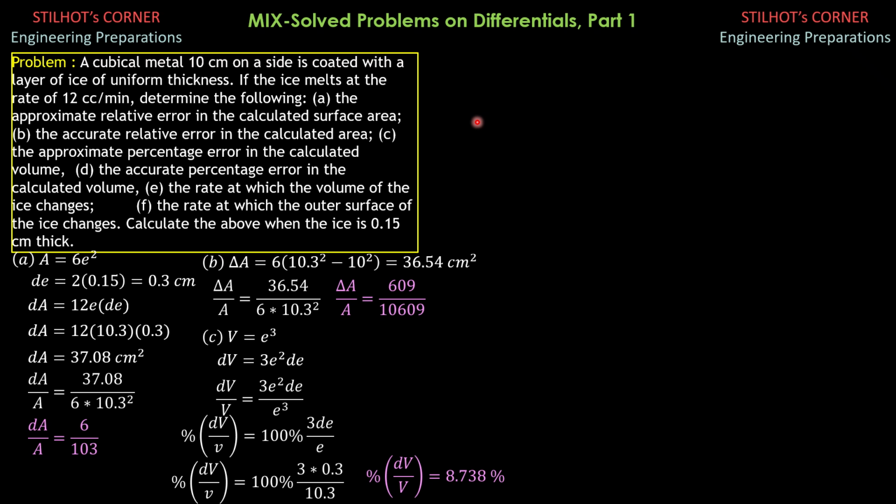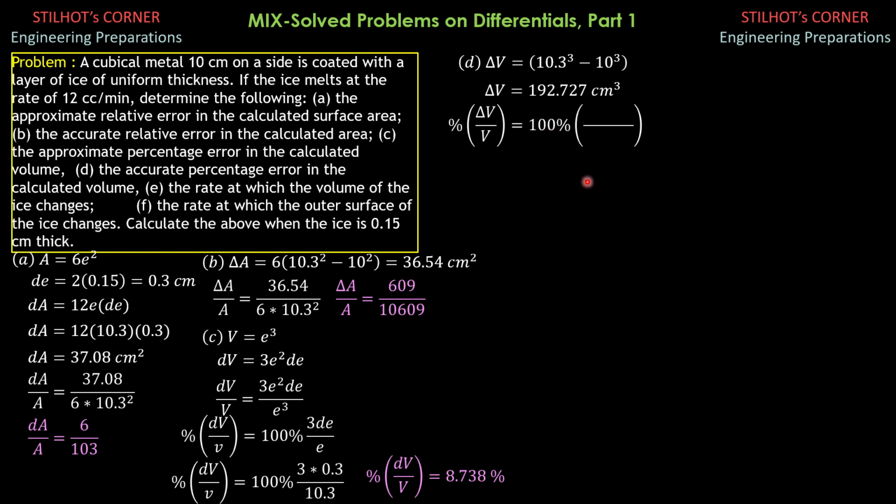So delta V is 10.3 cubed minus 10 cubed, the outer volume minus the inner volume. That would be 192.727 cubic centimeters. So the accurate percent error would be 100% of delta V over V. That is 100% of delta V, the 192.727, over the actual volume, which is 10.3 cubed. In percent, it should be close to 8.486%.